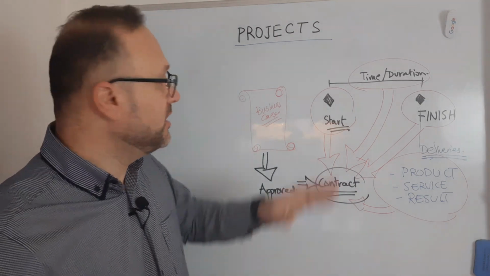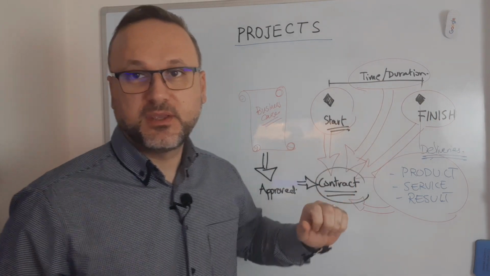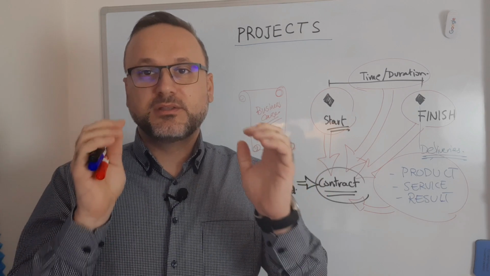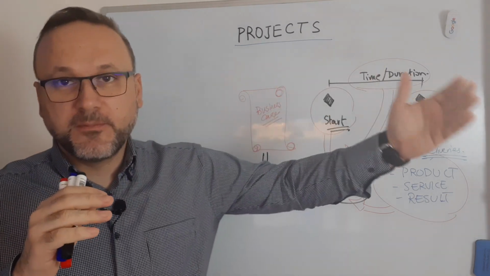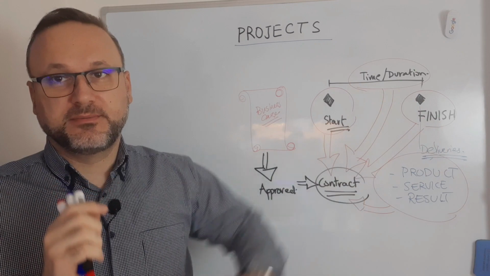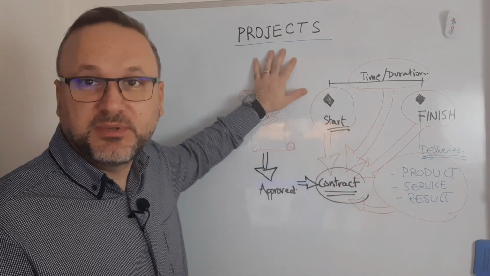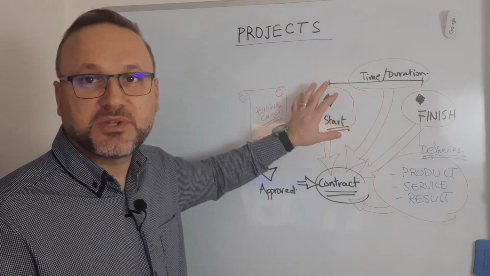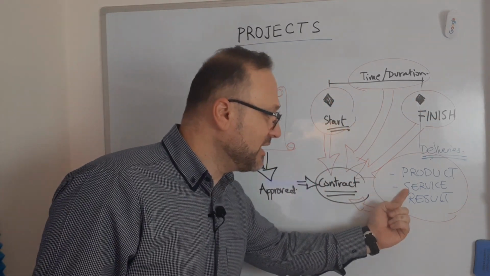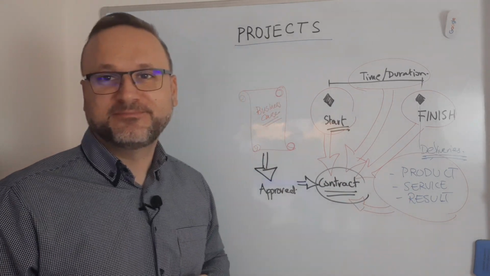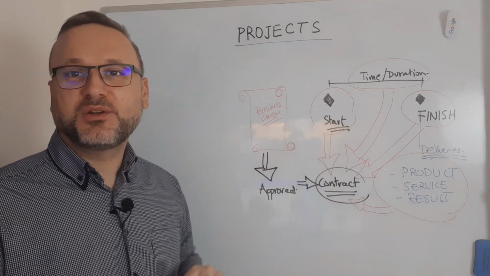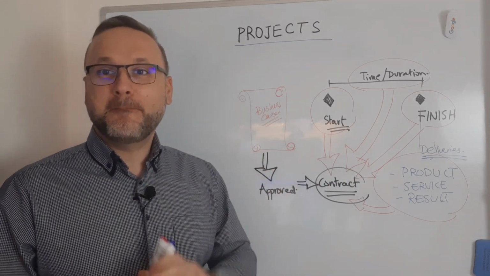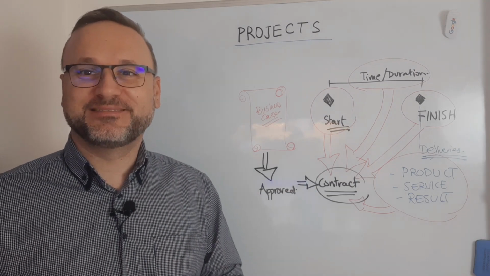A project always has a start and finish date. Once it has a start and finish date, that means the project is temporary. Temporary means that as there is a start and finish, there is an end. Always there is an end. So a project can be defined as a temporary endeavor undertaken to create a unique product, service, or result. So this is a simple definition of the project, and I hope that I explained to you the main definition of the project.